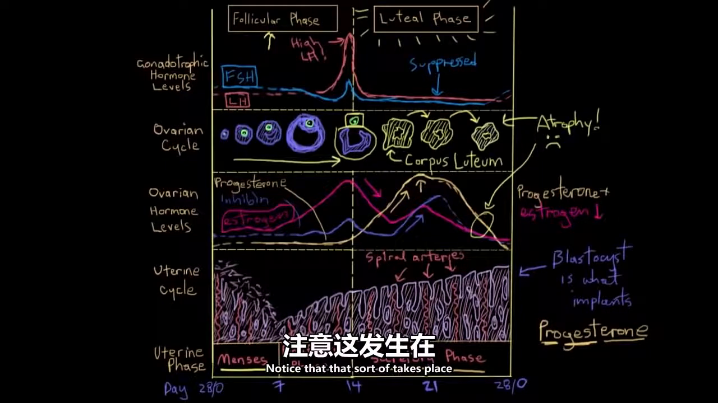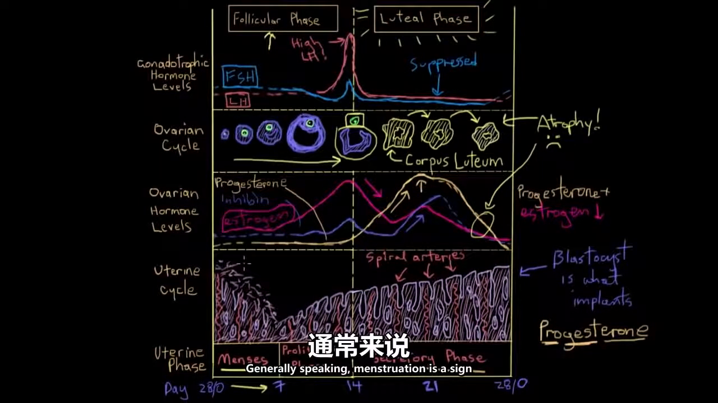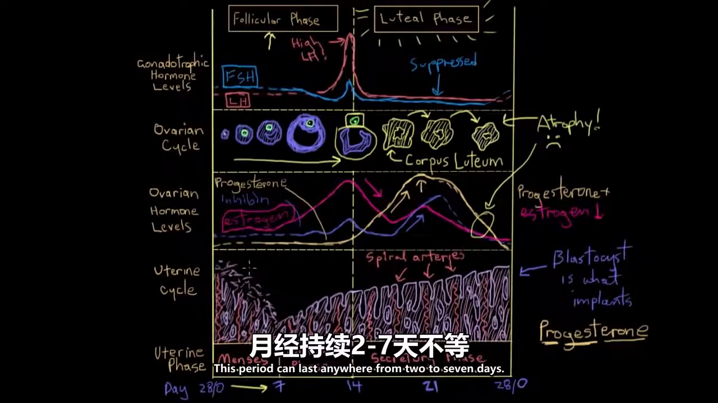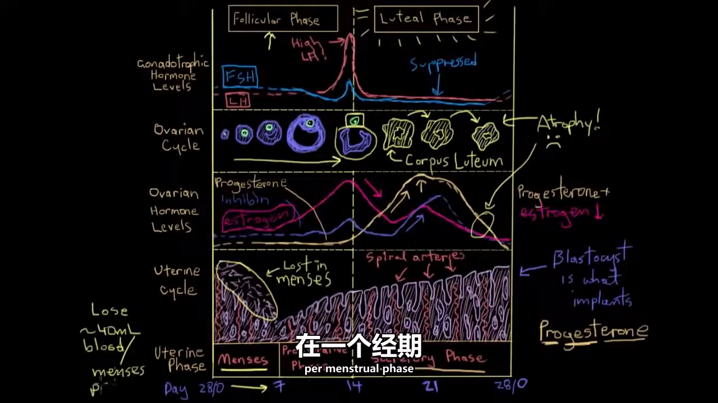And notice that that takes place at the beginning of each reproductive cycle. So generally speaking, menstruation is a sign that pregnancy has not occurred. And this period can last anywhere from 2 to 7 days. And FYI, women usually lose around 40 milliliters of blood per menstrual phase.